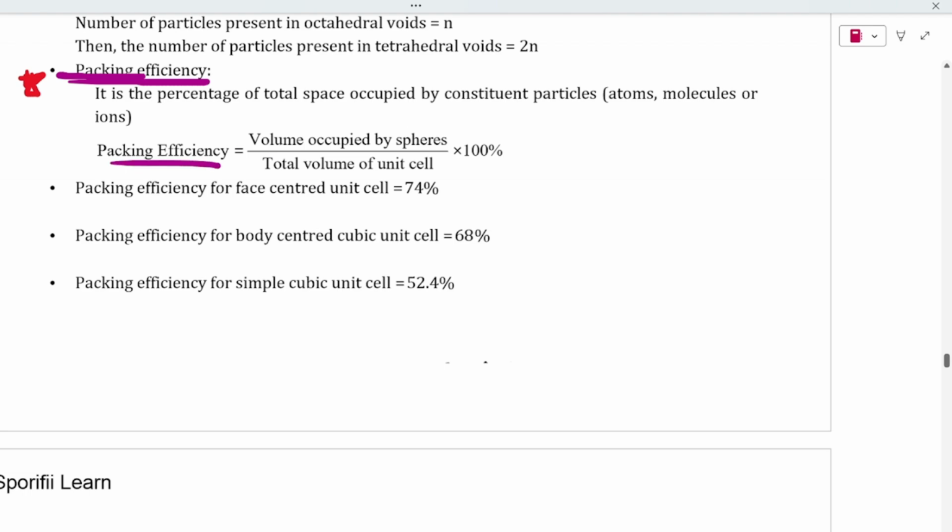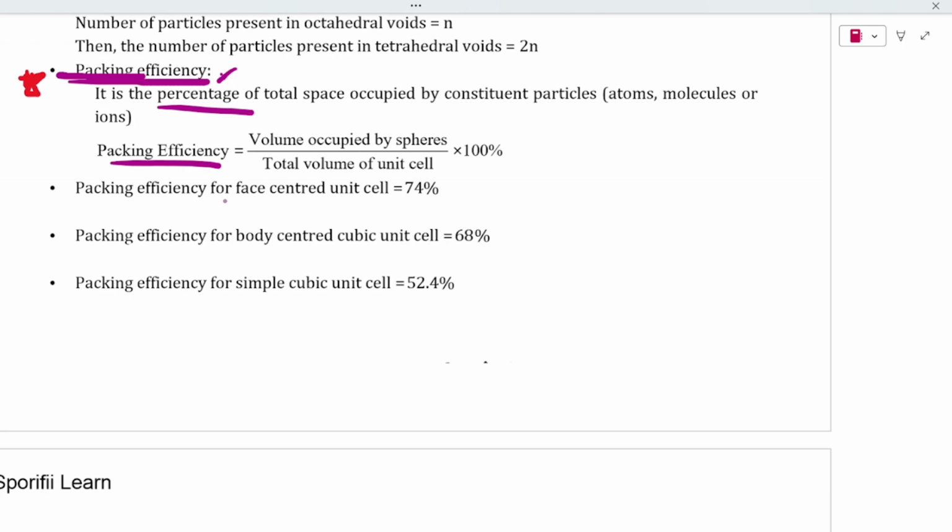Let's define the packing efficiency formula. It is the percentage, remember the word percentage, of total space occupied by the constituent particles. Total space is the total volume of the unit cell. Unit cell means a single cell, right? Packing efficiency is the volume occupied by the spheres divided by the total volume of the unit cell, into 100. Why? Because it is a percentage. This is the formula needed to calculate packing efficiency.